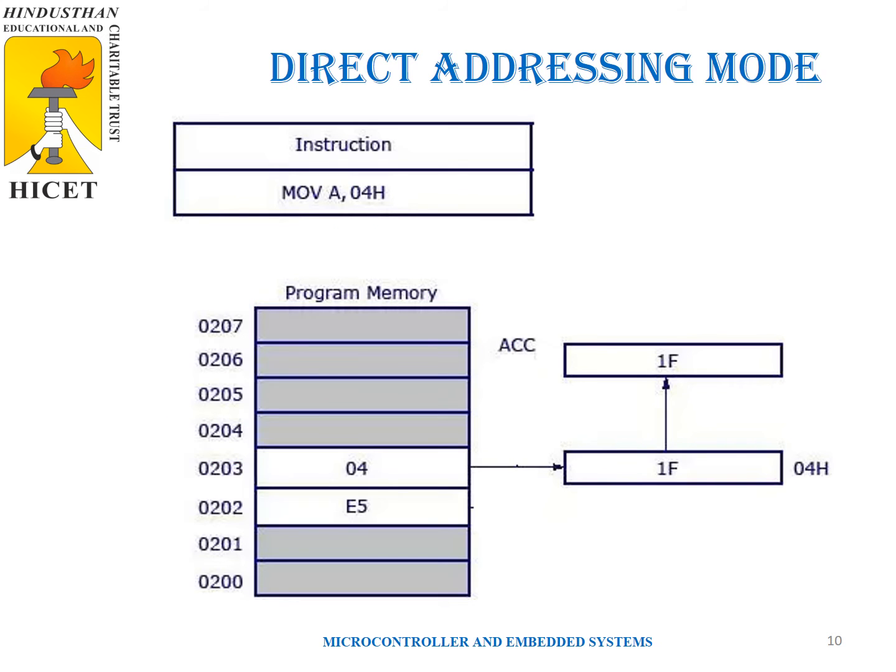Let's see the implementation part. MOV A, 04H. Here 04H, which resides in the program memory, acts as an address. At this address, 1F is the data. That data is copied to the accumulator.